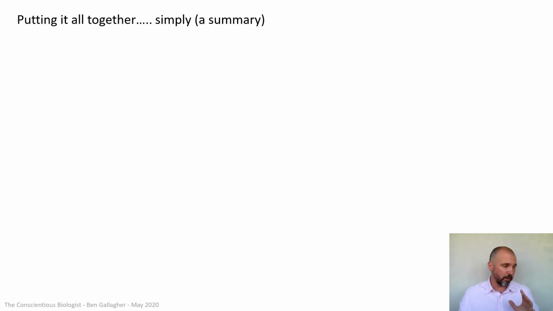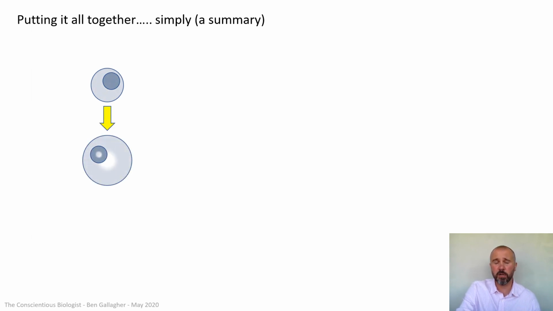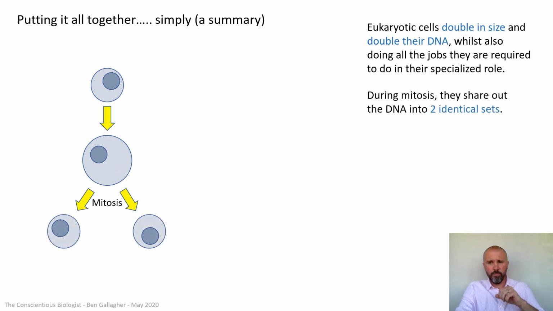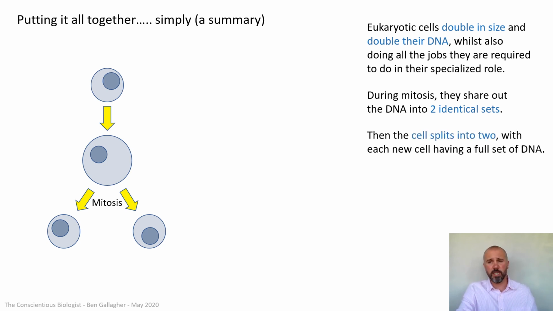Right, really quick final slide, and this is just to make sure the numbers make sense in your head. What I've got here, I'm going to put it all together just very simply as a summary. So we start with one cell, it gets bigger, it doubles its DNA. That's going to then divide into two. That's the process of mitosis.